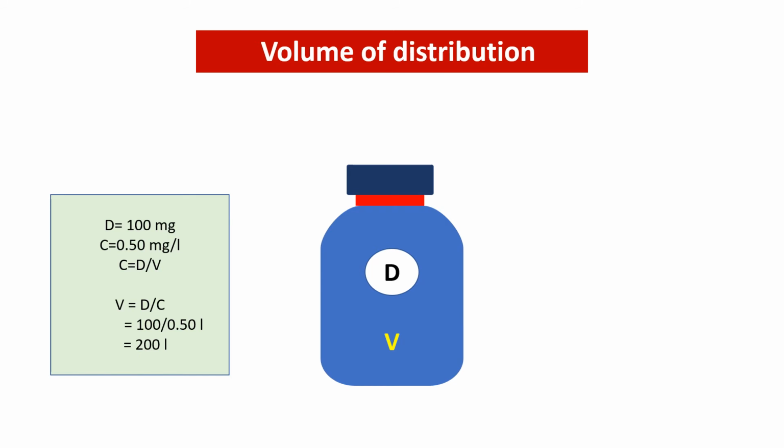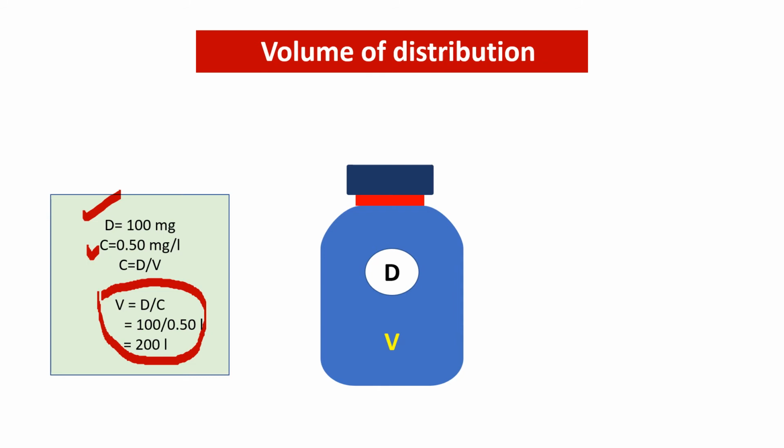So let's try to understand in a more simplified way. Suppose a patient gets a known dose of a drug, D equal to 100 milligram, and then we take a blood sample from the patient and measure the concentration of the drug. It came to be 0.5 milligram per L. With proper calculation, we can calculate the volume of distribution to be 200 liter. So basically, it is a simple example with dose 100 milligram and the volume of distribution obtained is 200 liter.